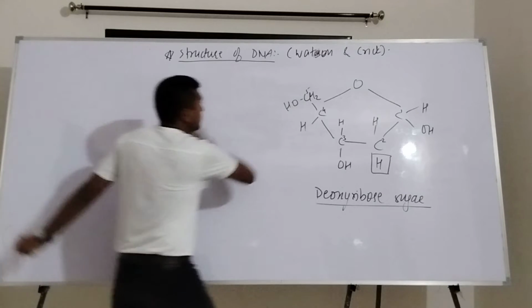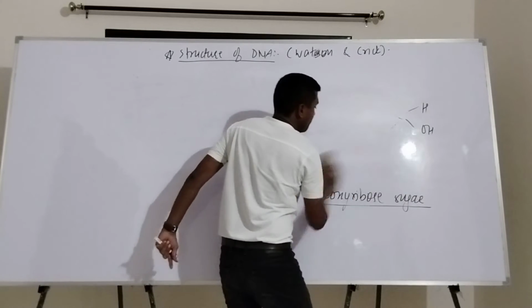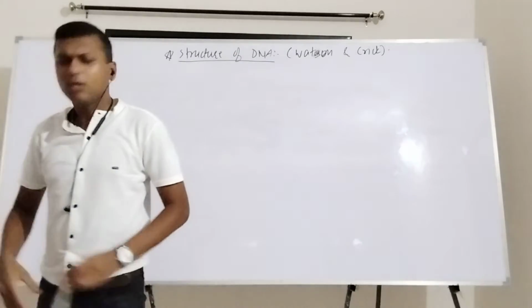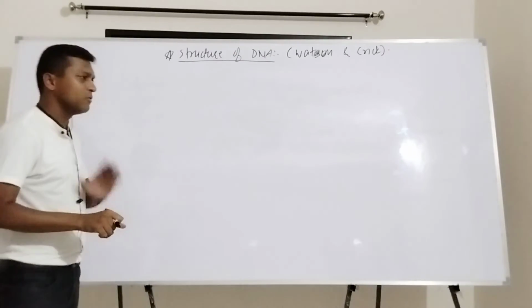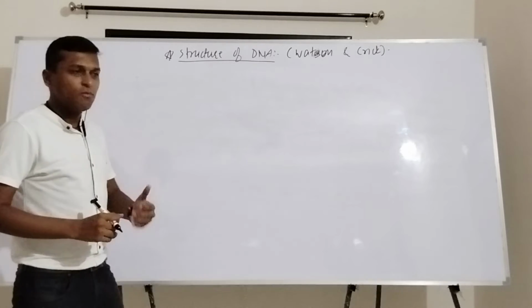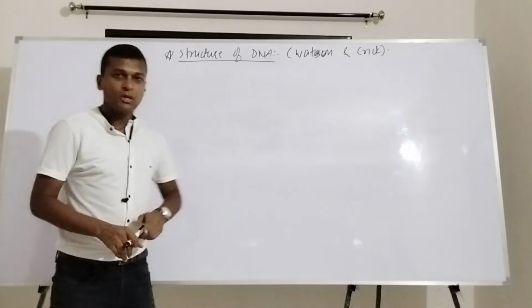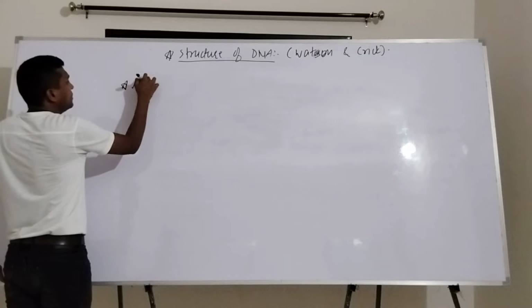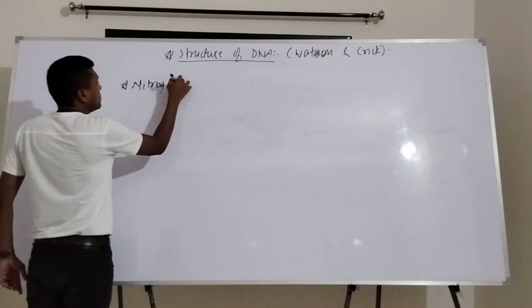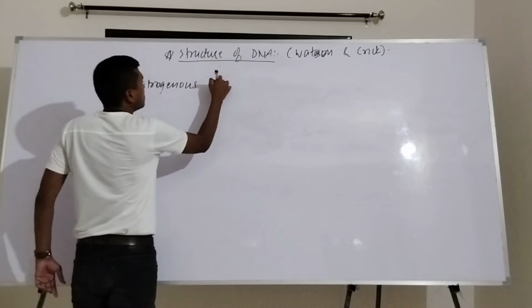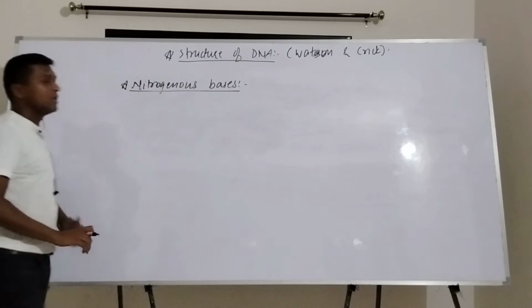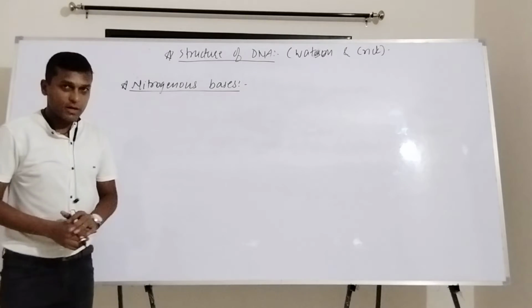Second component was the nitrogenous bases. Okay, what are these nitrogenous bases? These are those compounds which basically contain nitrogen. For the time being, we'll not go into much detail about their structures. But if we talk about these nitrogenous bases, they fall under two different categories.